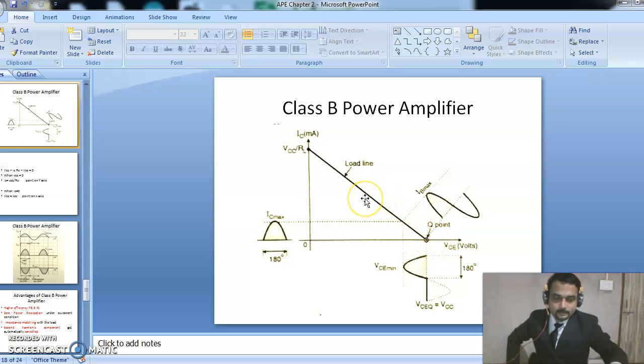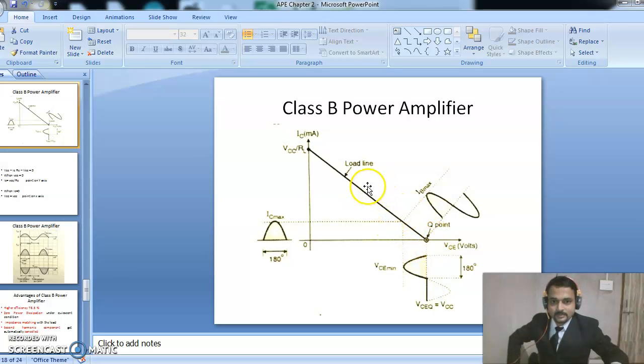If the Q point, the operating point or quiescent point of the transistor, lies at the center of the DC load line, it is a class A power amplifier. If the operating point lies on the x-axis, it is a class B power amplifier. If it lies below the x-axis, it is a class C power amplifier. If it lies between the center of the DC load line and the x-axis, it is a class AB power amplifier.